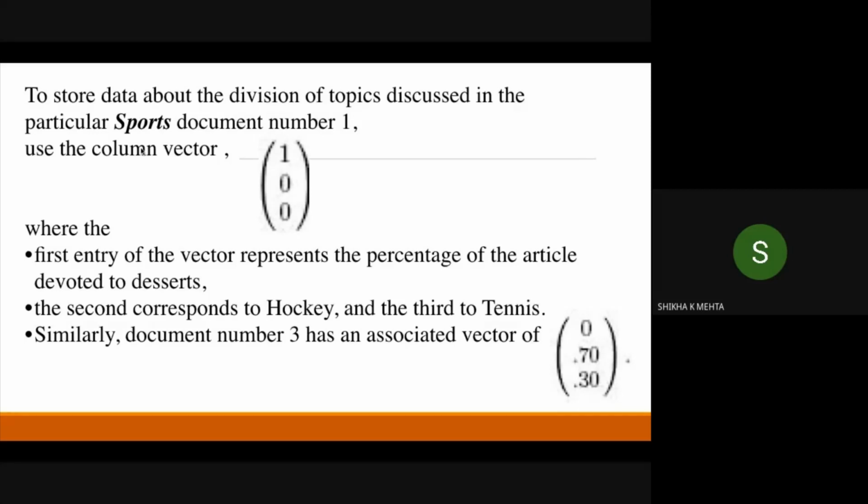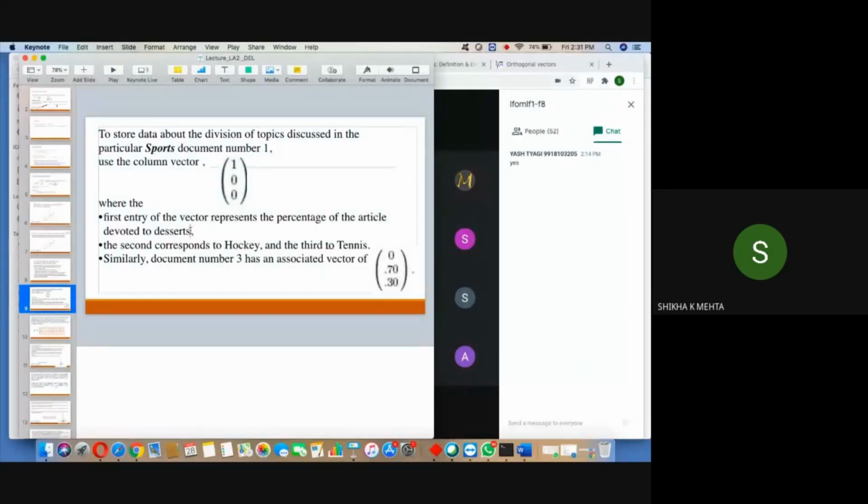In this one column, here is the first entry of the vector. This is 1. It represents, sorry, it is related to cricket. And the second one is related to hockey.